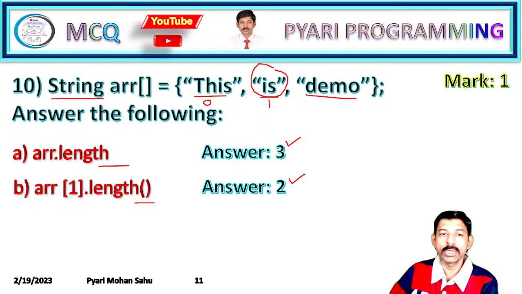Here I am using parentheses because position 1 contains a string. For string, we will use length with parentheses. For array, we will use length without parentheses.